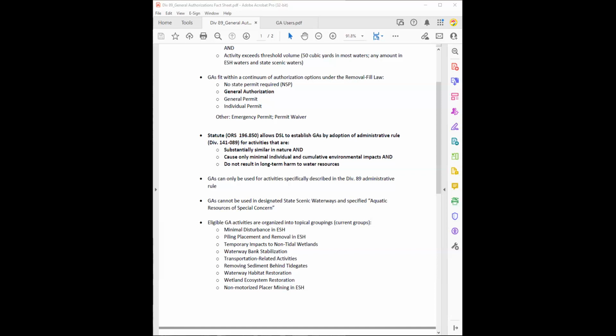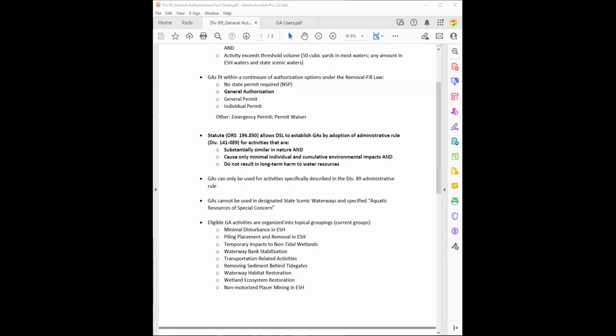There is a general authorization for piling placement and removal. It's for a very small number of piling, like 5 or less. There is a general authorization if you're only going to be temporarily impacting a non-tidal wetland. When we say temporary, we mean like 2 years or less. There's a general authorization available for stream bank stabilization. So if you have an eroding bank and you're willing to use sort of non-bank hardening methods, like non-riprap methods, you might qualify for that bank stabilization GA.